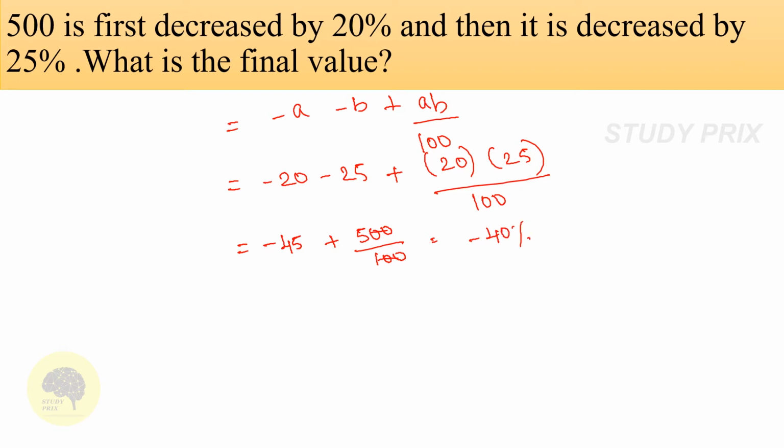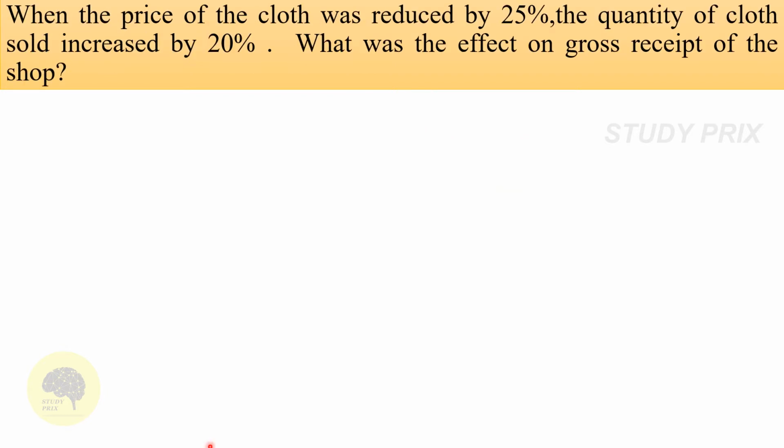So the final value must be 60% of the total value 500. Therefore, 60 divided by 100 multiplied by 500. So we get 60 multiplied by 5, 300. 300 is the final value. Okay. Coming to the next question.